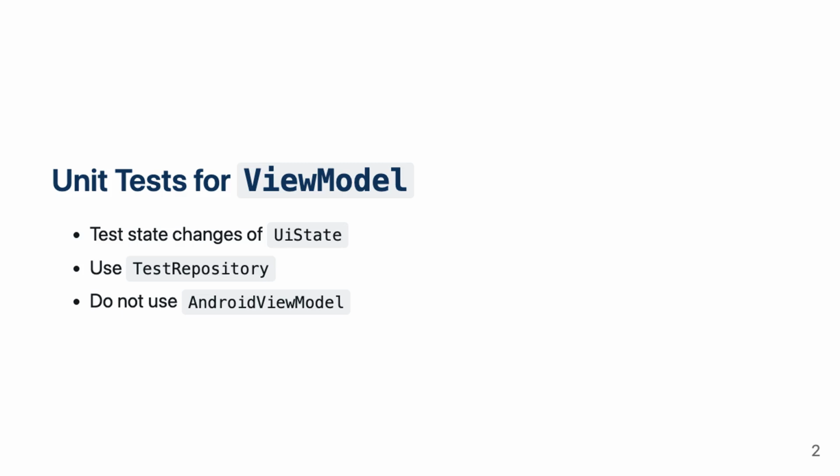First, I will explain about testing view models. In view model testing, we focus on the following 3 points. First is to test the changes in UI state. Second is to use a test repository to prepare this UI state. Third is to not use Android view models. Let's look at each of these in detail.